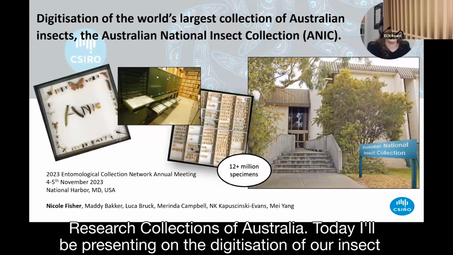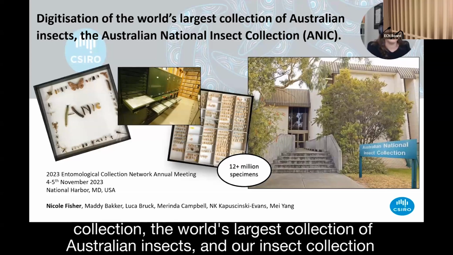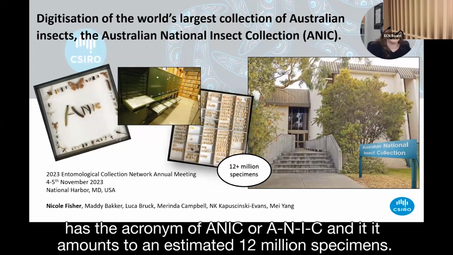Today I'll be presenting on the digitisation of our insect collection, the world's largest collection of Australian insects. Our insect collection has the acronym ANIC, and it amounts to an estimated 12 million specimens.